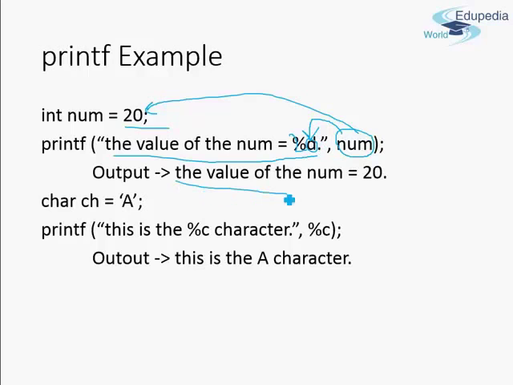So the output will be the value of num equal to... this whole statement from here to here is similar to this statement, and 20 is substituted, which is the value of num.